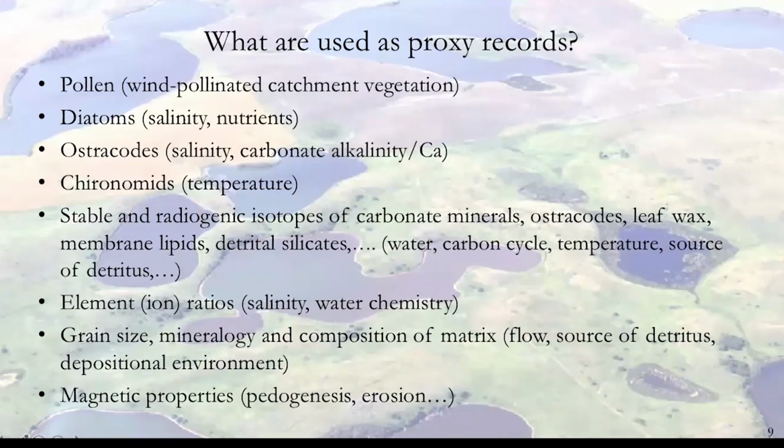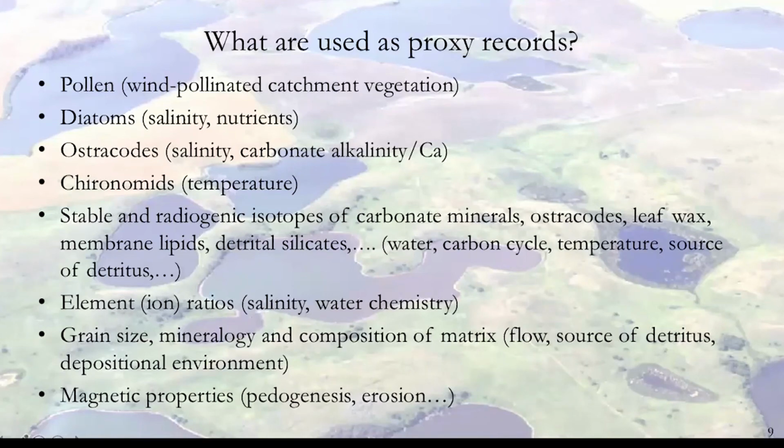So it's one of the few proxies that can actually tell you something about the water chemistry in addition to just concentration of ions. Chironomids, which are non-biting midges, have often been used for temperature. And of course, a whole bunch of stable and radiogenic isotopes of carbonate minerals, ostracods, a whole bunch of things. You can try to say something about the water or carbon cycle, temperature, source of detritus, etc. A whole bunch of applications and possibilities.